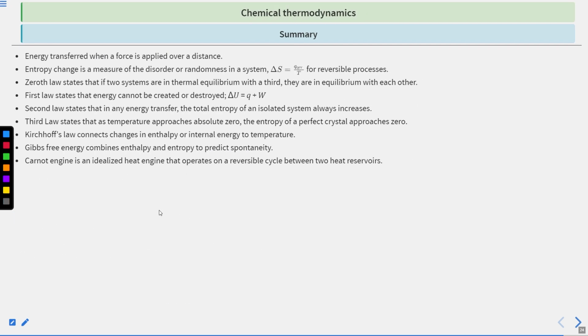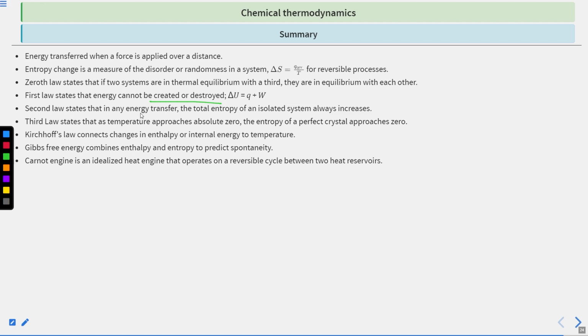Okay, so we are at our summary slides. We have studied that energy transferred when a force is applied over a distance is known as work. Entropy change is a measure of the disorder or randomness in a system: ΔS = Q equilibrium upon T for a reversible process. Zeroth law states that if two systems are in thermal equilibrium with a third, they are in equilibrium with each other. First law states that energy cannot be created or destroyed, that is, ΔU = Q + W.